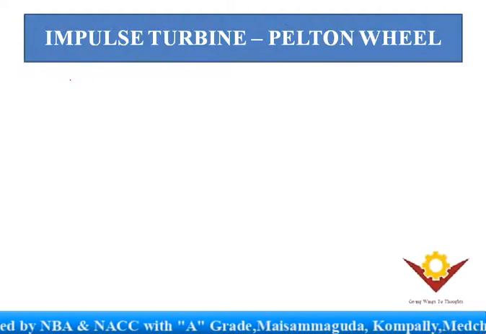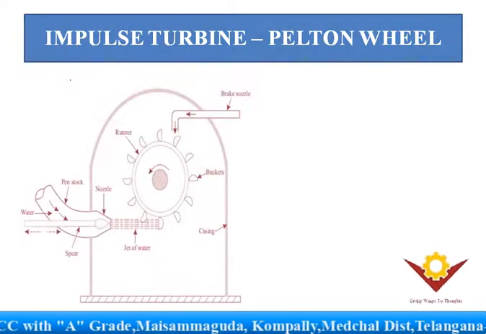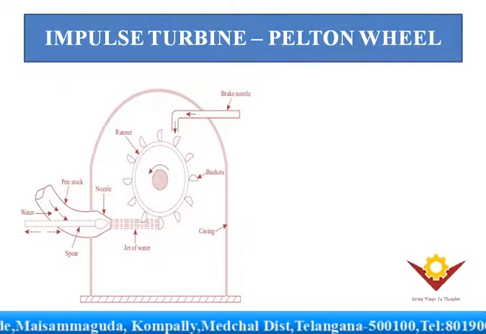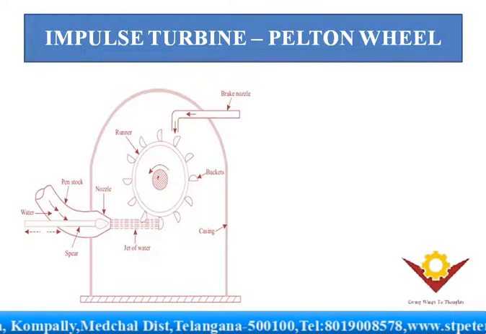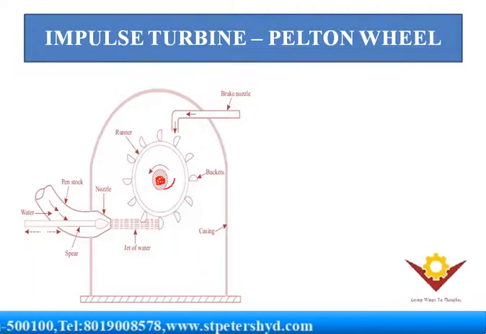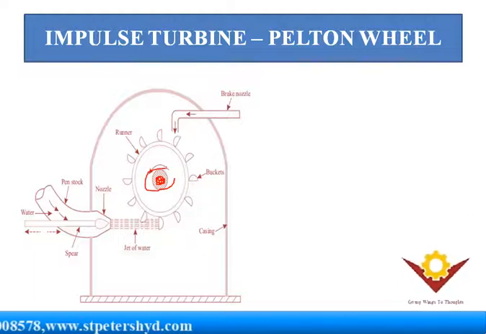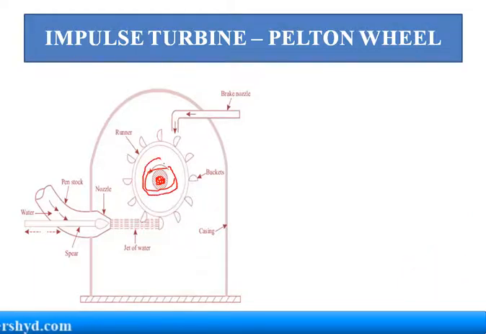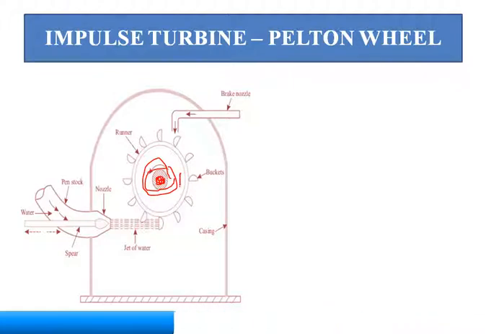And now we'll see the schematic diagram of the Pelton wheel. We'll try to understand this schematic diagram. First, here we have a shaft, and to this a runner is attached. Next to this runner, buckets, which we can also call vanes or blades, are attached.